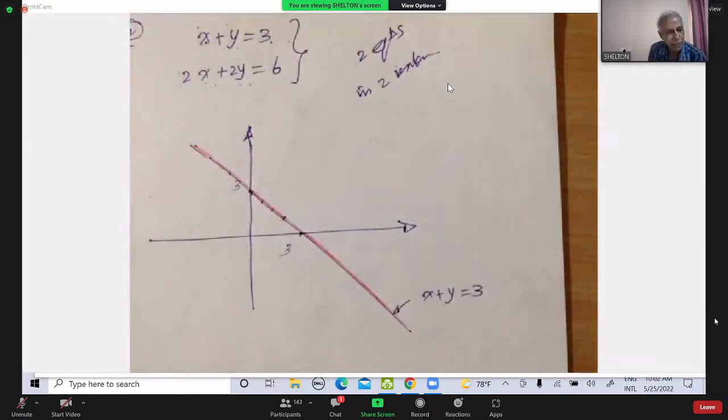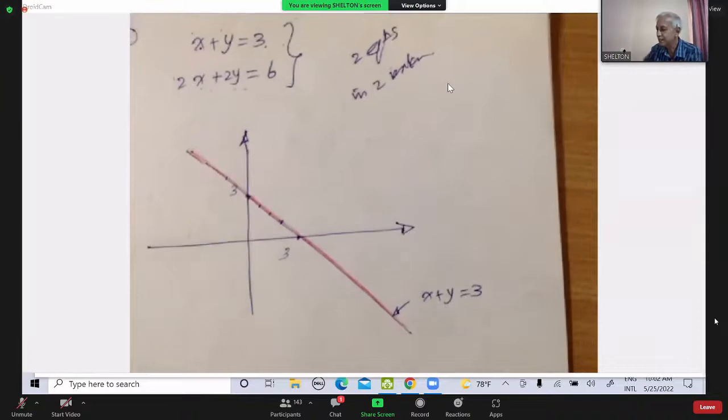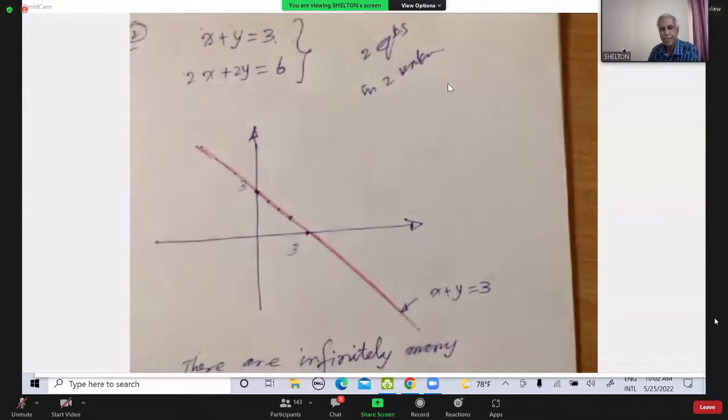Points common to both. How many are there? How many points of intersection? Can you answer? Infinitely many. So there are infinitely many solutions. Okay, that is the second example.